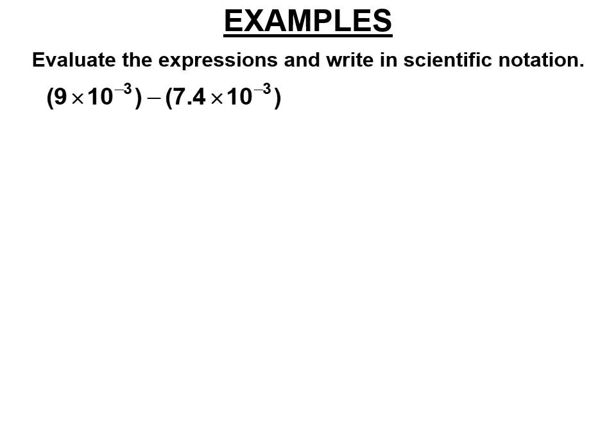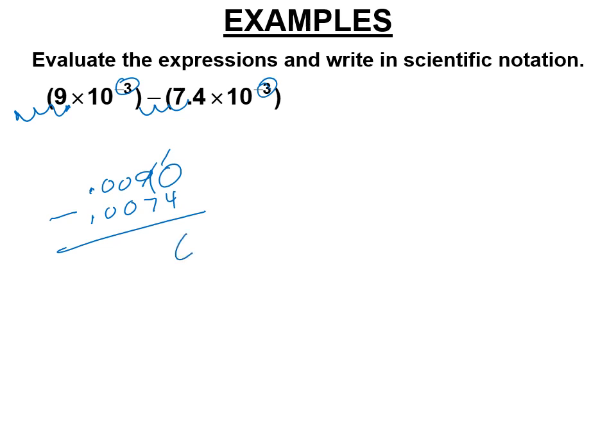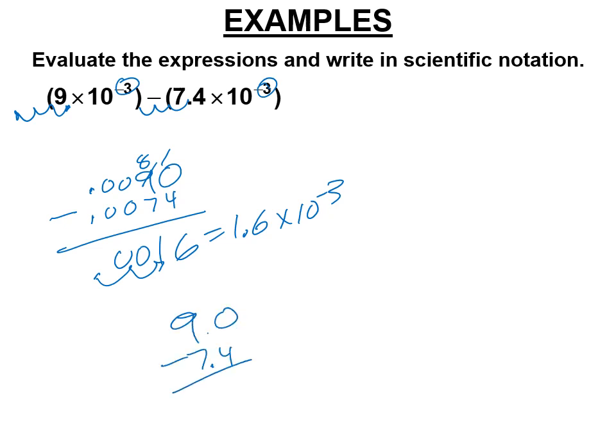Let's try this one. All right, the exponents are the same. I'm going to do it the normal way, but let's see. 123.009 minus 123.0074. And we get 6 and 16, and we get 1.6 times 10 to the negative third. 1, 2, 3. Yeah, so if you'd done 9 minus 7.4, right, it would have worked here.